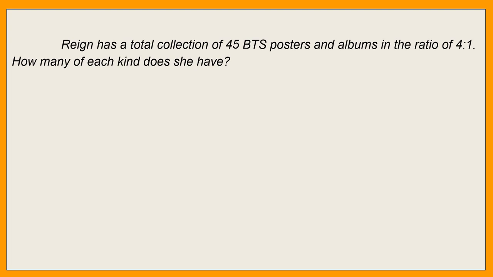Alright. Rain has a total collection of 45 BTS posters and albums in the ratio of 4:1. So, ibig sabihin, 4 parts ang para sa poster, 1 part lang ang para sa album sa 45 na collection niya. Okay? So, how many of each kind does she have? Ilan daw ang posters? Ilan ang albums? So, anong klaseng proportion ito? Right. This is a partitive, kasi hahatiin mo itong 45 collection into 4 parts at saka 1 part.